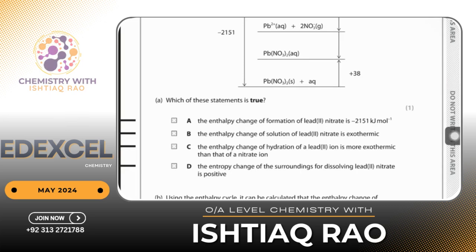C says the enthalpy change of hydration of a lead ion is more exothermic than that of a nitrate ion. Since we know that lead 2 plus is a cation and the nitrate ion is an anion, the size of the cation is smaller than the anion. When the size of the cation is smaller, the water attracts the positive ion with greater attraction, so more energy is released. So that's why hydration for lead ion is more exothermic. That's why C is correct.